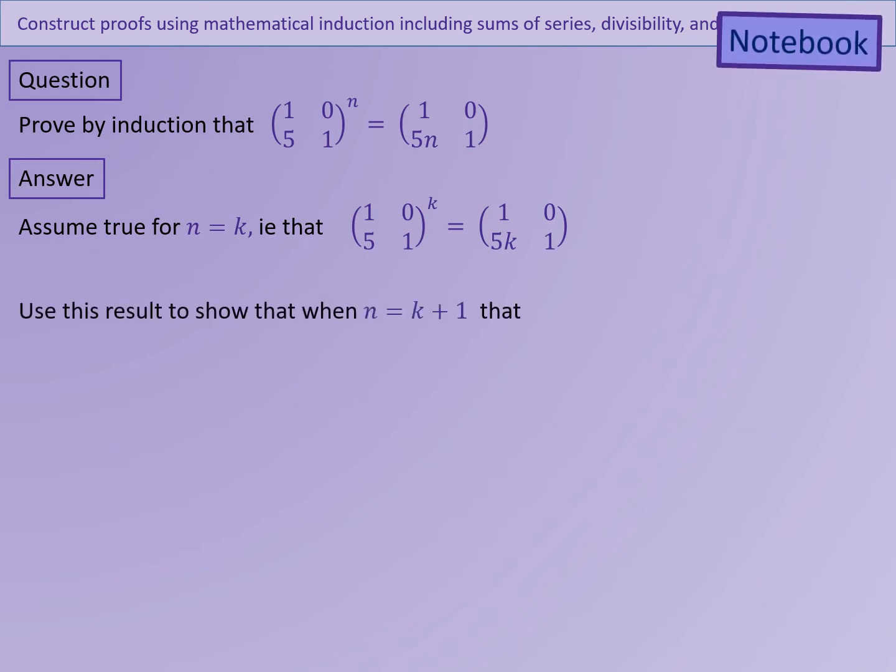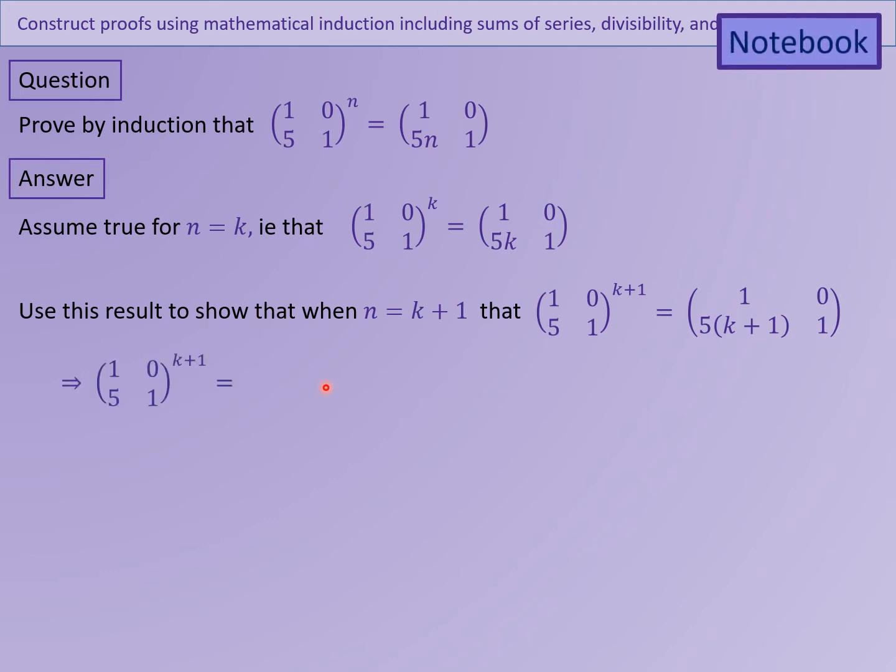We're next going to show that the result for n equals k plus 1 will be true from this assumption. So the thing that we are aiming to get is that 1, 0, 5, 1 to the power k plus 1 will be 1, 0, 5 times k plus 1, 1. So this is just the result up here, but with k plus 1 substituted for n.